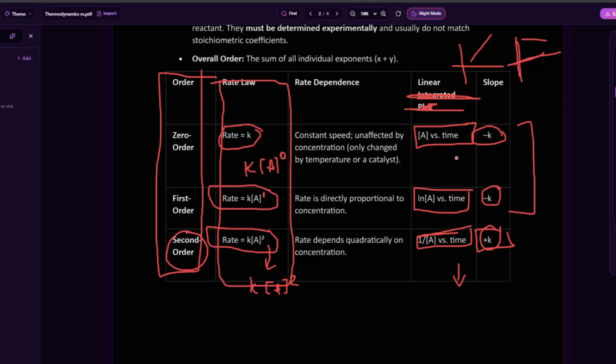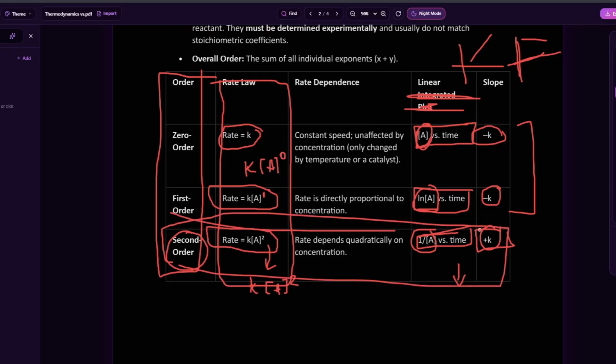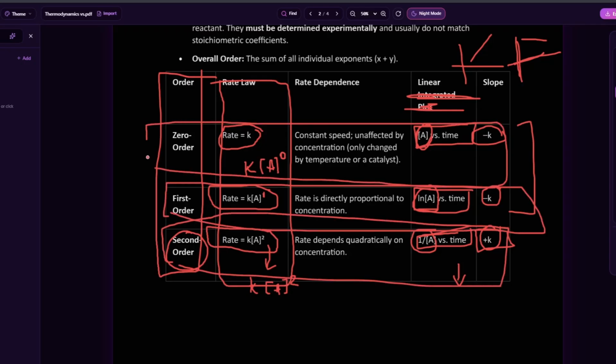So your y-axis for your zero order is just the concentration of A. This one is ln of A. This one is 1 over A, the reciprocal. You can memorize this, but you don't really have to know too many specifics about why. You should memorize that this is what happens in second order, this is what happens in first order, and this is what happens in zero order.